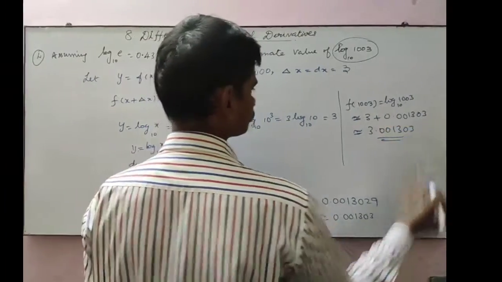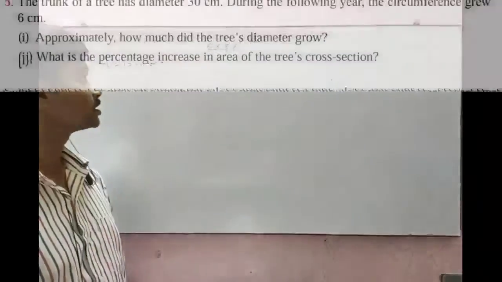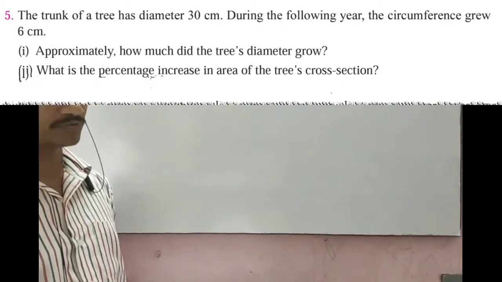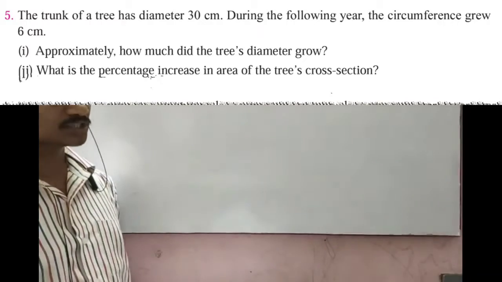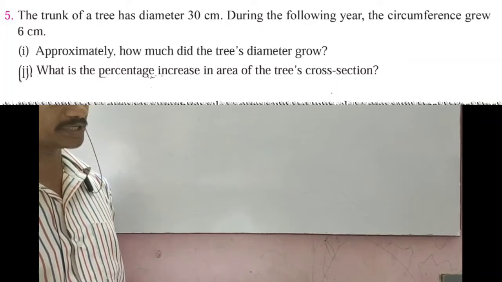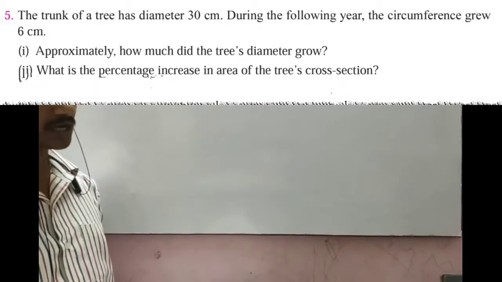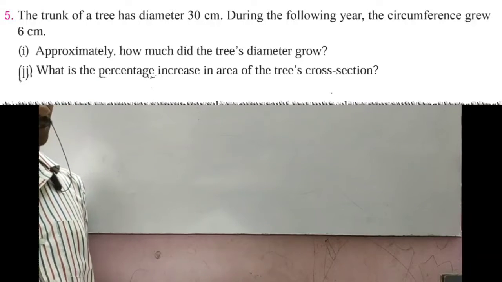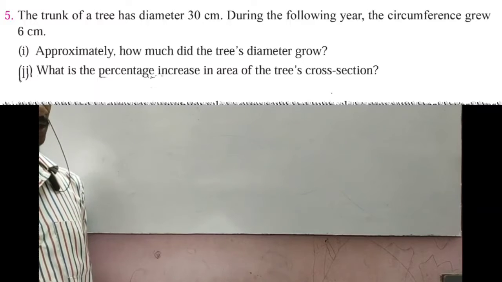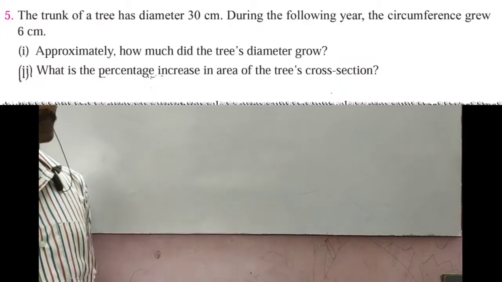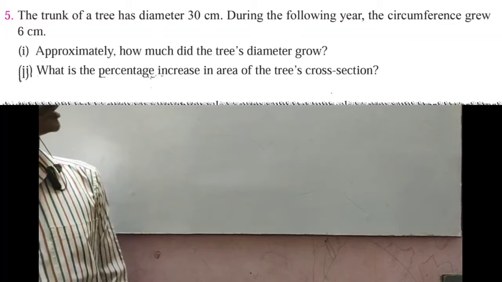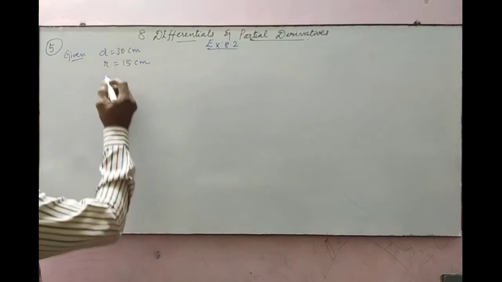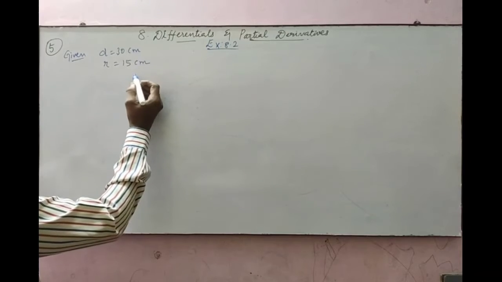Next, in the fifth sum, the question is: the trunk of a tree has diameter 30 cm. During the following year, the circumference grew 6 cm. First you have to find approximately how much the tree's diameter grew, and in the second part, what is the percentage increase in area of the tree's cross section. Here the diameter is given as 30 cm. So from this diameter I am going to take the radius r equal to 15 cm.